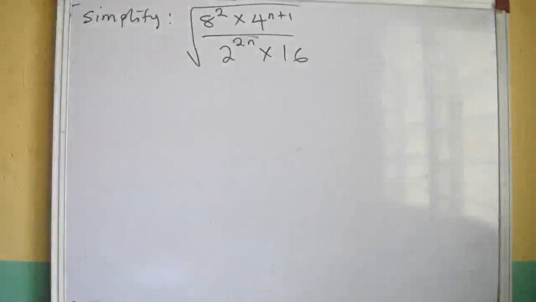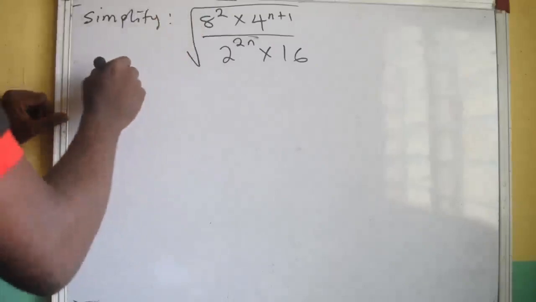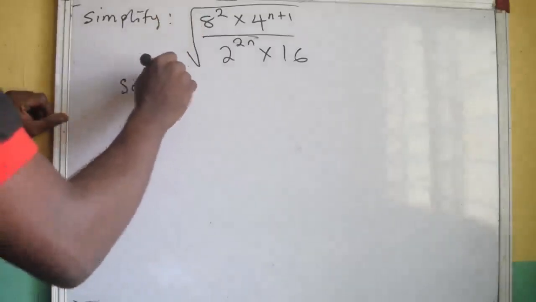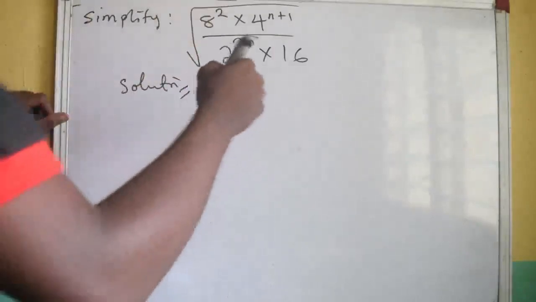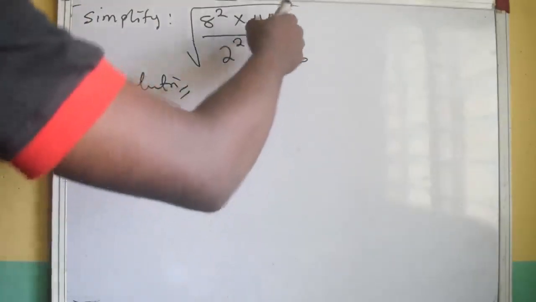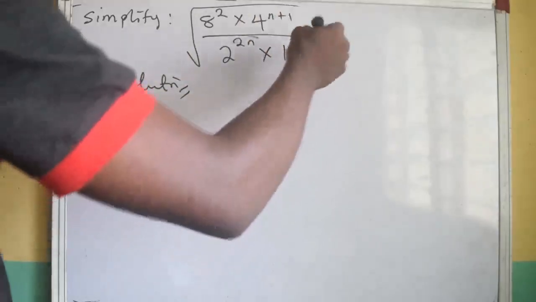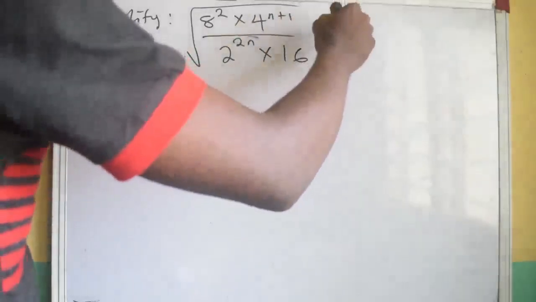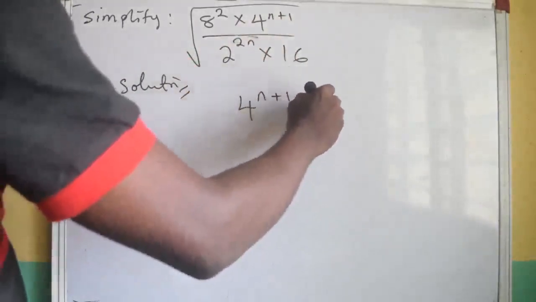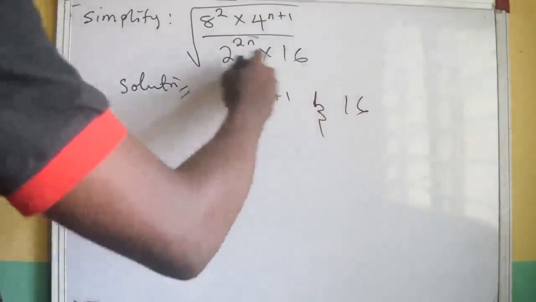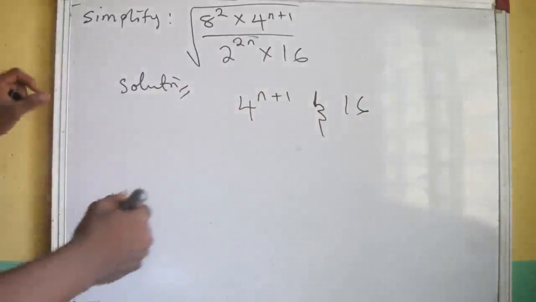And this is the last question for today's video. So all we need to do is to write solution here. After writing solution, we only need to bother ourselves with just 2 things, and those 2 things are something like 4 raised to the power n plus 1 and this 16. These are the 2 things we need to bother ourselves with.